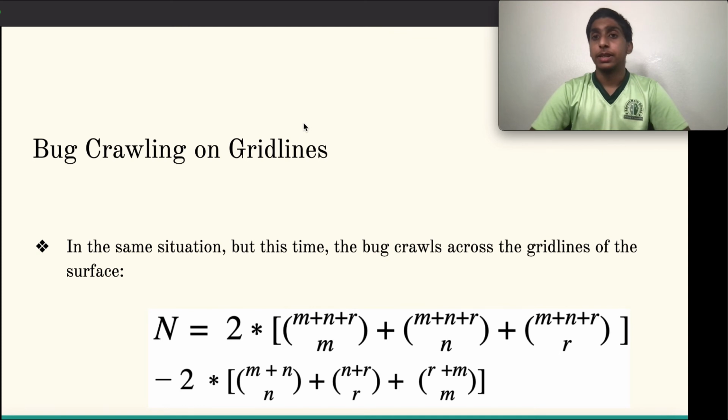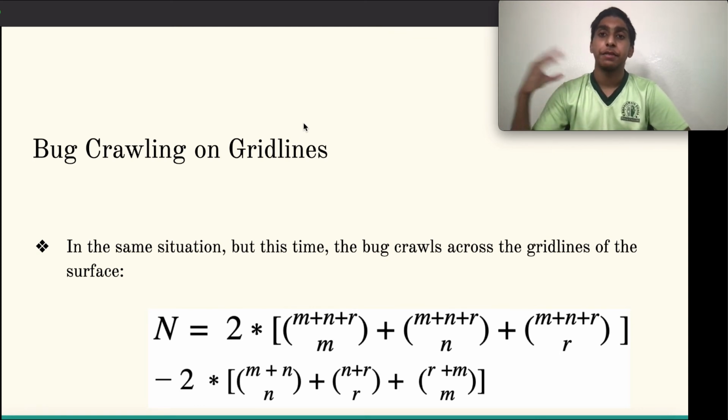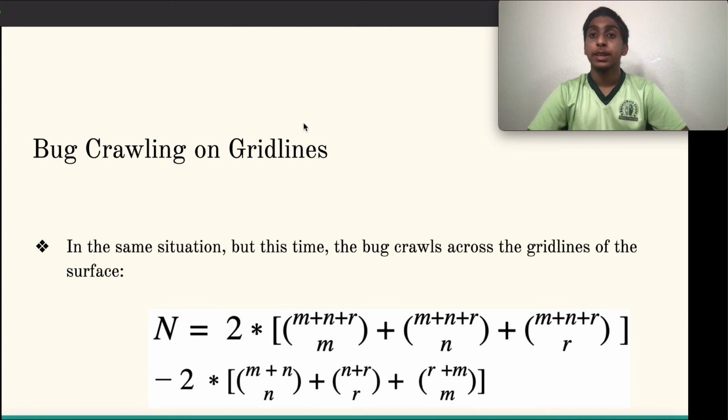Bug crawling in grid lines. So this is what I'm talking about, the bug that crawls on the grid lines. How many ways does it have to get to that final point? The same situation, but this time the bug crawls across the grid lines of the surface. You get the formula: capital N is equal to 2 times (n plus r choose n, plus n plus r choose r, minus 2 times n plus m choose n, plus n plus r choose r, plus r plus m choose m).